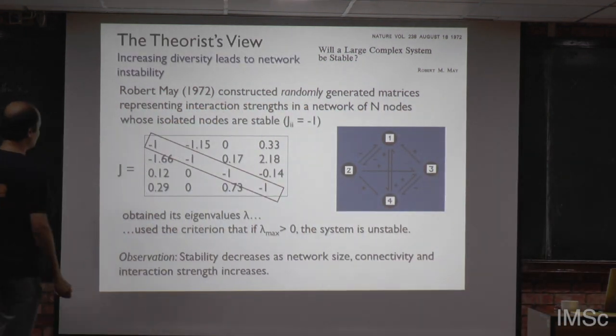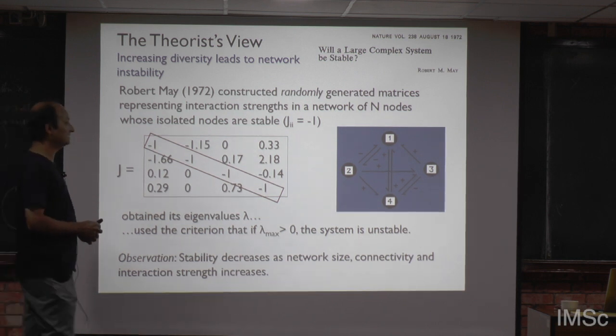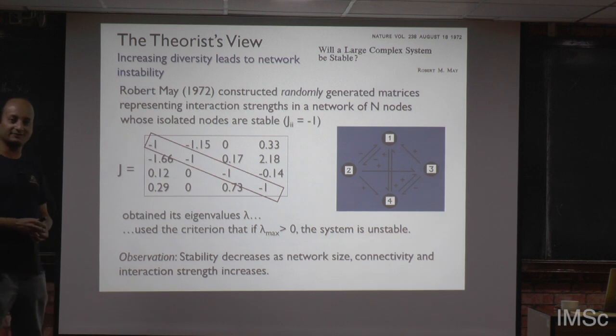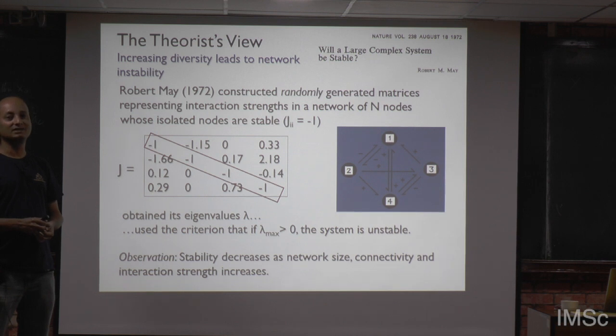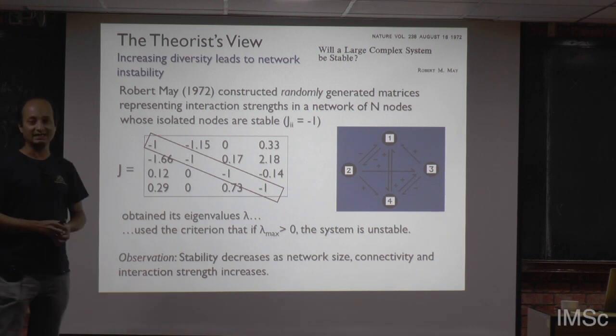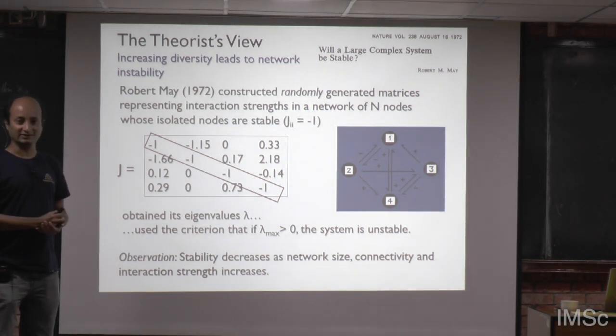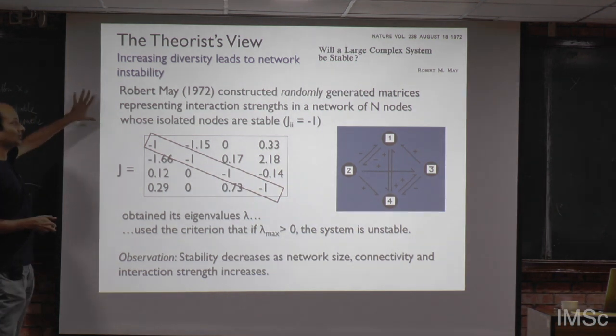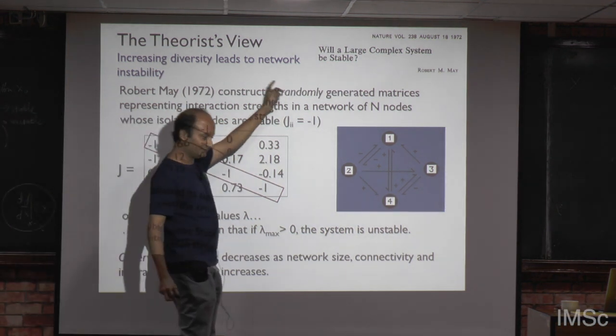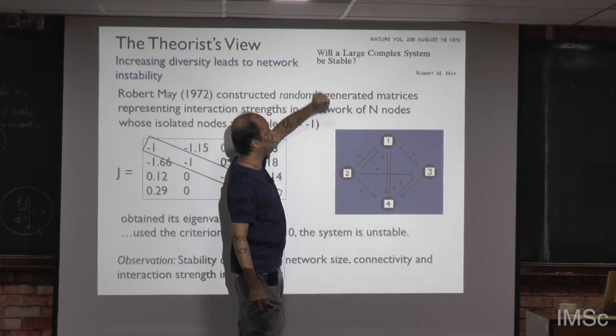So what May showed was that if you now start looking at larger and larger systems of coupled differential equations, so you start coupling more and more differential equations, then the probability that the largest eigenvalue will become positive essentially starts coming closer and closer to 1 as the system size increases, or the connection density increases, or the interaction strength increases. Okay? So this is just to tell you very quickly the result. I will actually work through the entire argument in a couple more slides.